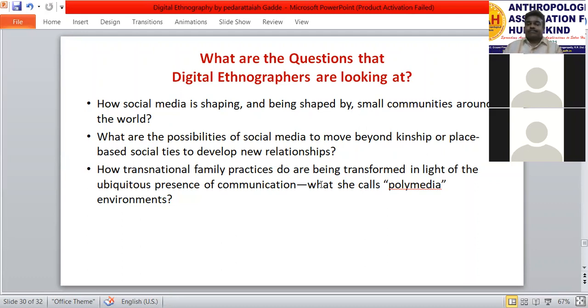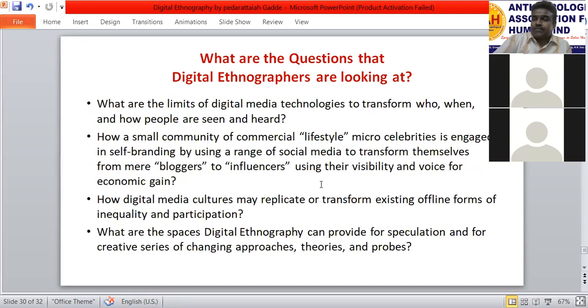Very interesting. How transnational family practices are being transformed in the light of the ubiquitous presence of communication, what the author calls polymedia environments. So transnational family practices: some families live abroad in other countries, and some families live here, and how their relations are being transformed in the light of the polymedia environments.